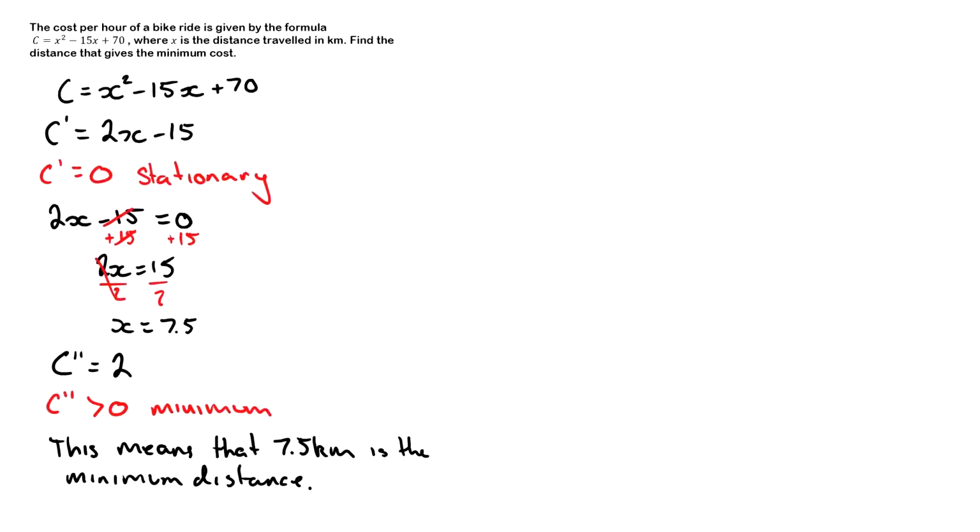So you have a problem, we want to find the minimum cost and the distance required to reach that minimum cost. So we differentiate it, we find the stationary points, we determine the nature of that stationary point, in this case it was a minimum, and then you write a concluding statement. In our case, this means that 7.5 kilometers is the minimum distance required to give the minimum cost.